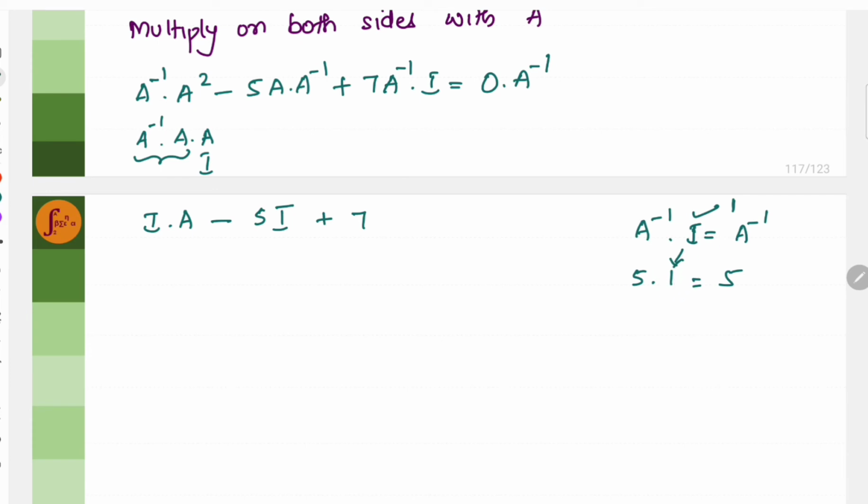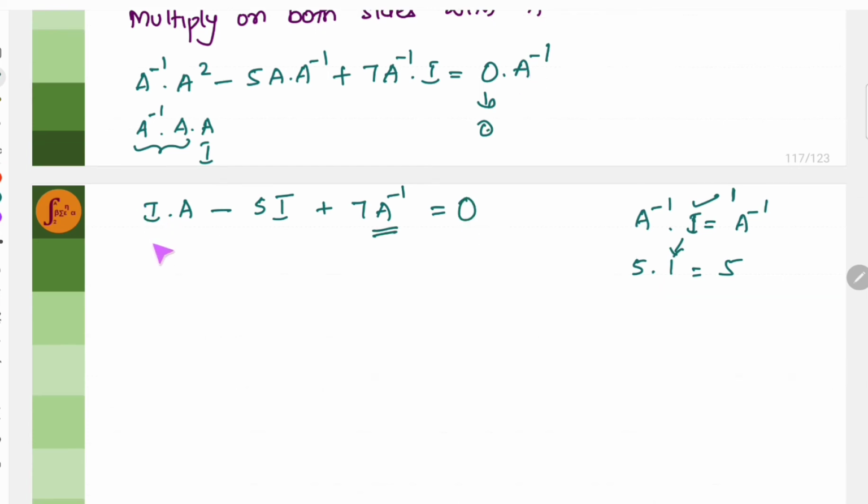Similarly, A inverse into I is A inverse itself, and similarly, O into A inverse. O is like a 0 in the number system. So 0 into anything is 0 itself, so you'll get O here, right? Another thing, again, I into A is A itself, right? So we'll have to write this as A minus 5I plus 7A inverse is equal to 0.